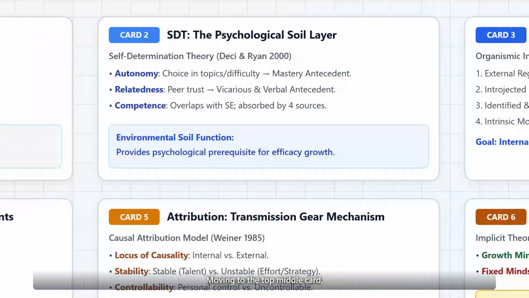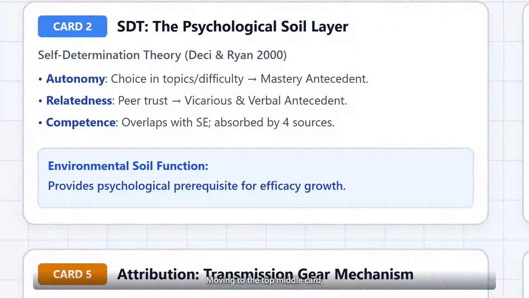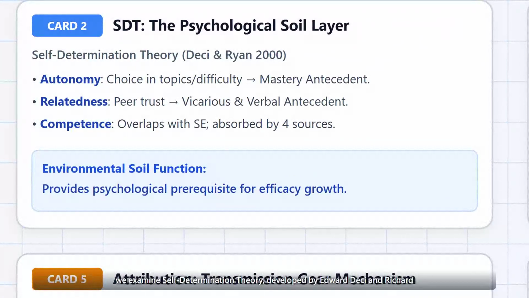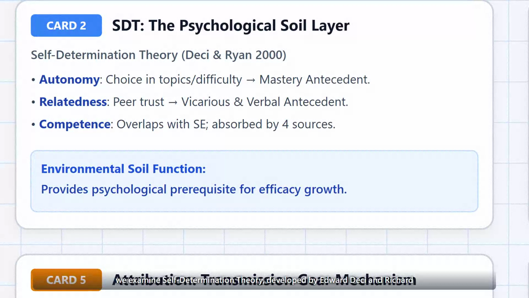Moving to the top middle card, we examine self-determination theory, developed by Edward Deci and Richard Ryan. SDT answers the fundamental question, why do students want to learn? It establishes three basic psychological needs: autonomy, relatedness, and competence. In our flywheel architecture, SDT serves as the essential environmental soil.